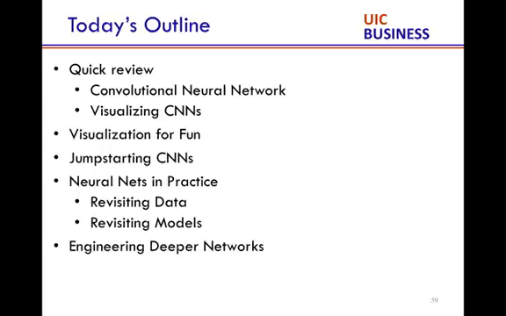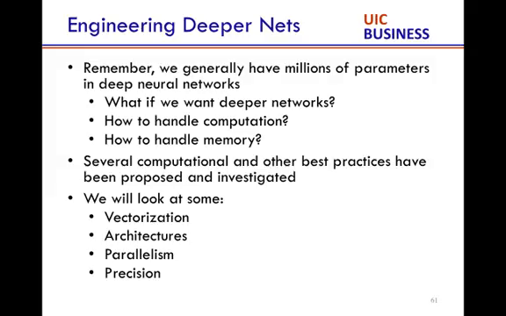Okay, so we have revisited a couple of concepts in models and one concept in data. Now we're going to look at engineering deeper networks. So how did these guys get AlexNet going? How did they do image classification as well as or better than humans? We'll see some of the things that they do. Remember that we generally have millions of parameters in deep networks. So let's say you're designing a CNN and you want deeper networks: how do you handle the computation? How do you handle memory?